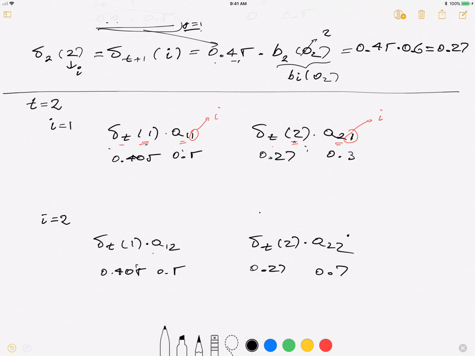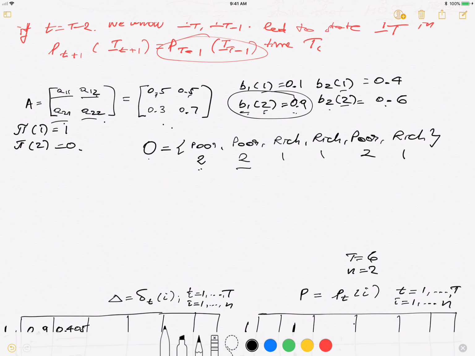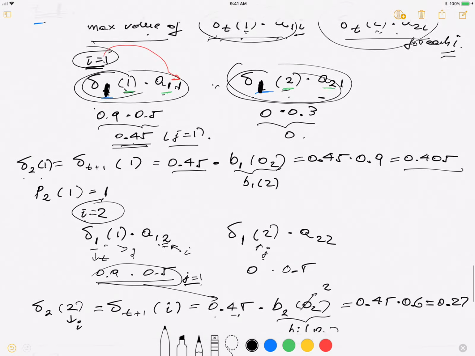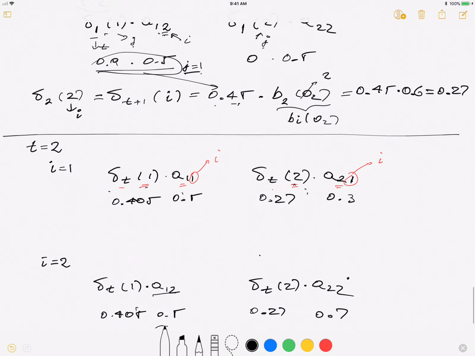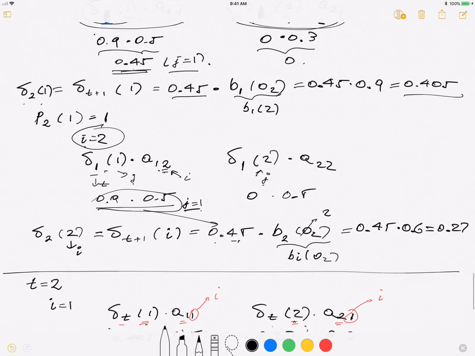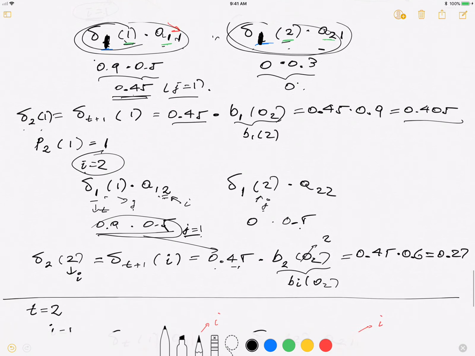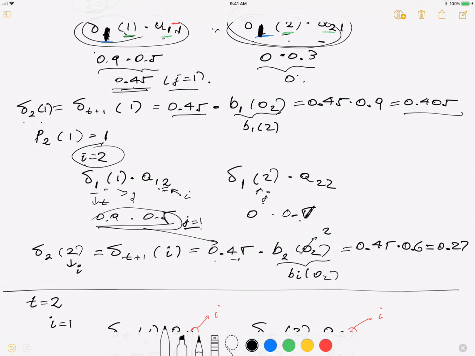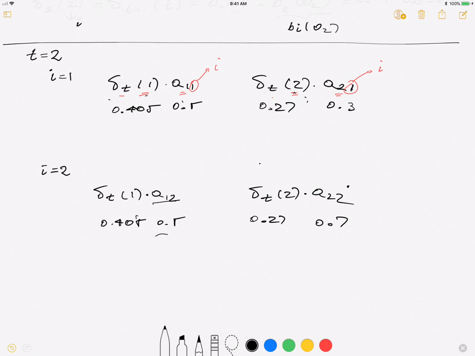Let me double check. A12 should be 0.5 and A21 0.3. And I should be able to read them from here. 0.5, 0.3, 0.3, 0.5, A22 was 0.7. That was my mistake, it didn't influence anything, but now it does. So let's calculate all of this.